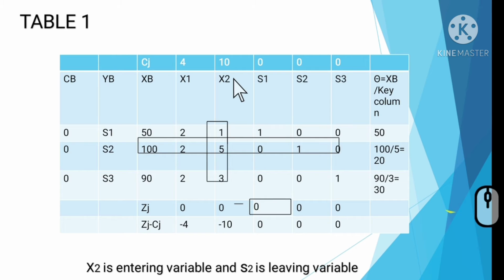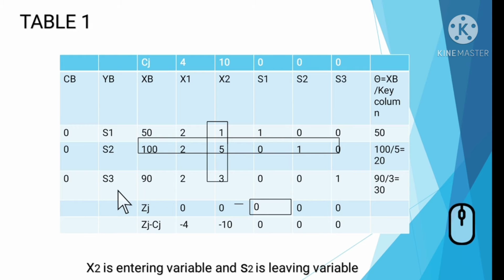Similarly, we are going to write the slack variables. YB is nothing but the slack variables in the constraints, so S1, S2 and S3. Those coefficients are 0 in the objective function, so write those coefficients 0, 0, 0. That is called CB.